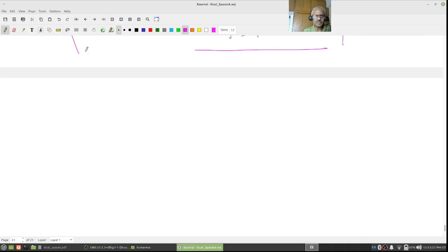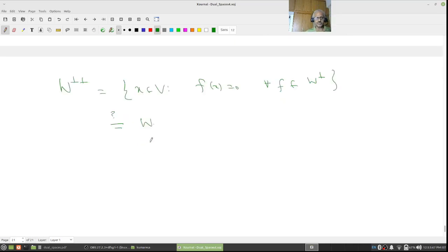Okay, now let's come back to this. So what do we know? We had understood W perp is identified with the set of all x in V such that f of x is 0 for all f in W perp. The question is, is it W? First things first, is there any relation between W perp and W?